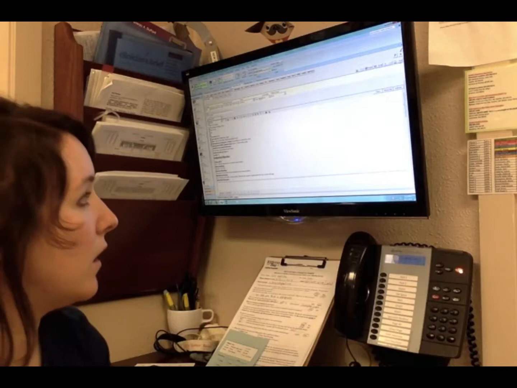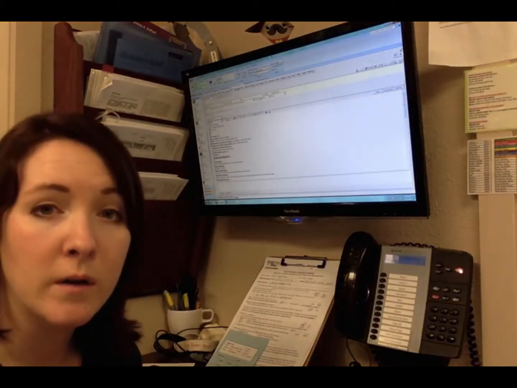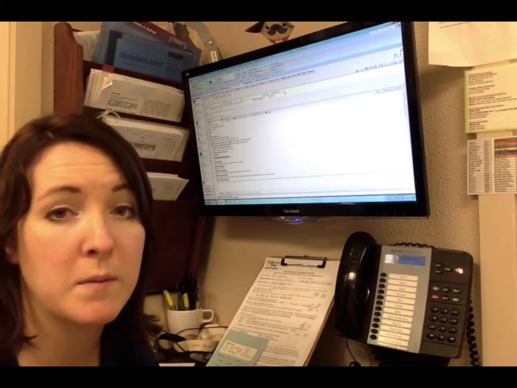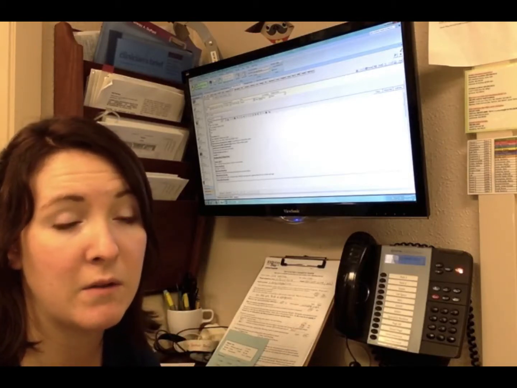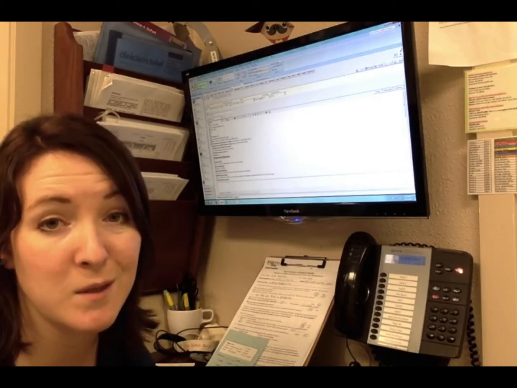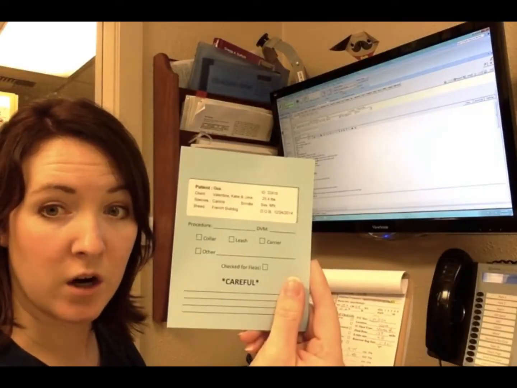So we had to call the owner, let them know, because he is a brachycephalic breed. Sometimes these dogs with smaller, more cramped mouths need some unforeseen teeth extracted, and the owner consented, so he did have some teeth pulled today. These are what we call cage cards.